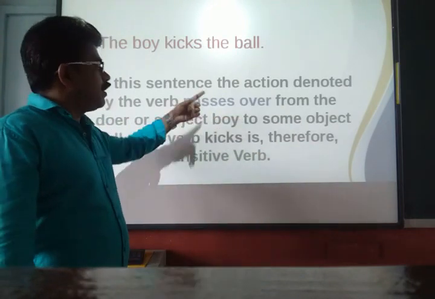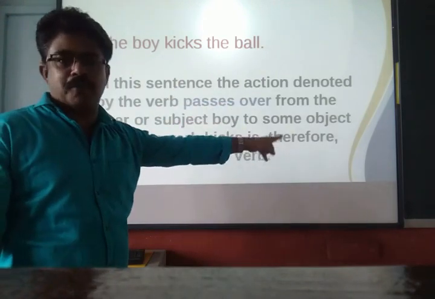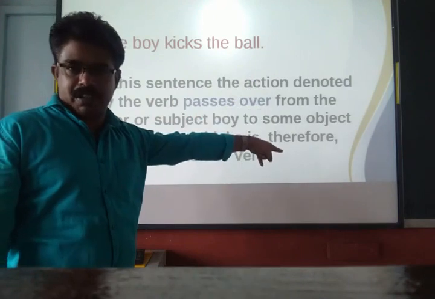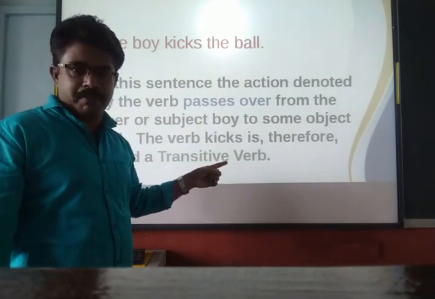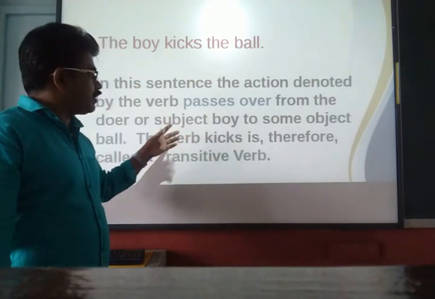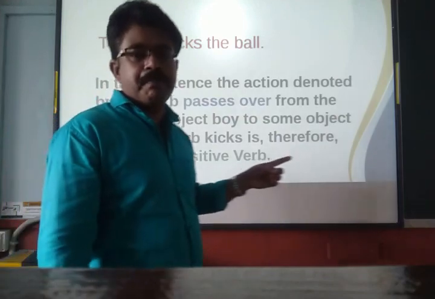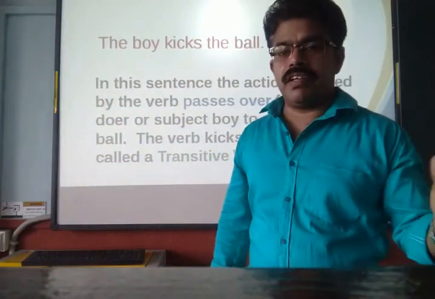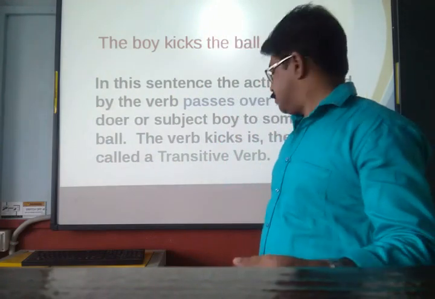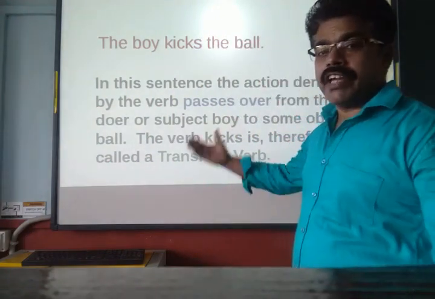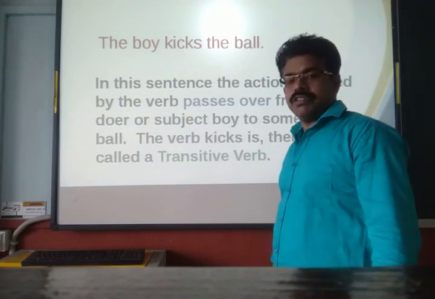Logically speaking, if it has to take place, there has to be an object. If there is no object, it cannot be a transitive verb. That is the most important thing we need to keep in mind. So when we say a verb is transitive, it should have an object. If there is no object, the action cannot move from the doer to the object.